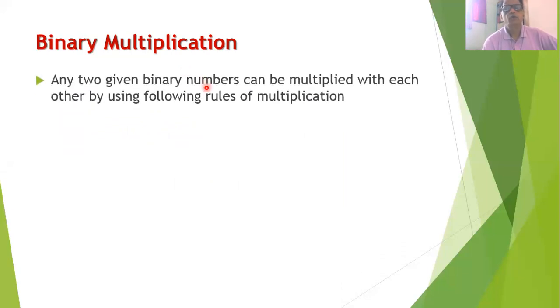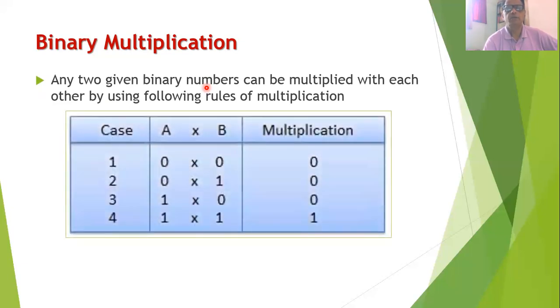You will find that any two binary numbers can be multiplied with each other, and for such multiplication we need to use the rules of multiplication or a table of multiplication. Suppose we have been given the two binary bits A and B. So 0 into 0 is 0, 0 into 1 is 0, 1 into 0 is 0, and only in the last case when both the bits are 1, then 1 into 1 is equal to 1. Now by using these basic rules of binary multiplication, we can multiply any two given numbers, and for such multiplication we need to obey the basic procedure that is followed in decimal multiplication.